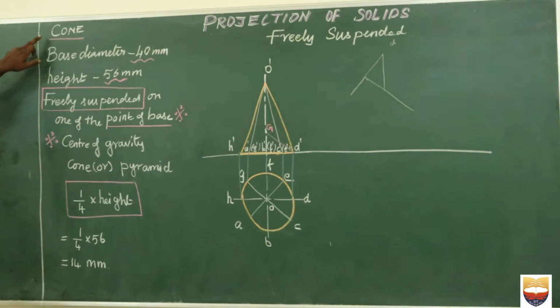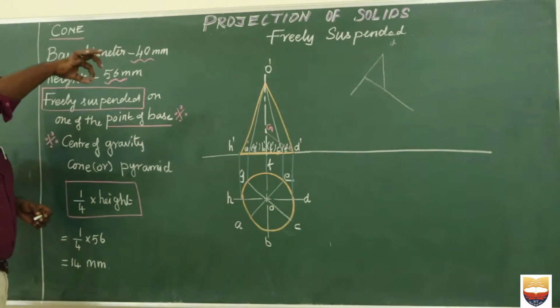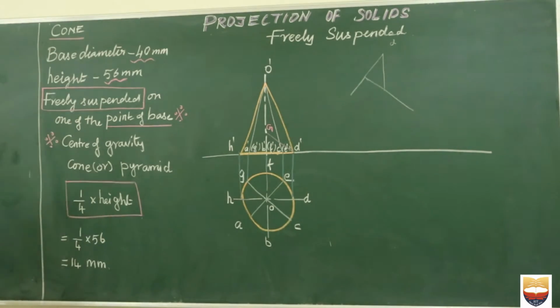It is nothing but a cone where the base diameter is 40 millimeter and the height given is 56 millimeter. And it is very clearly given that it is freely suspended. So what is the meaning of freely suspended? In the sense, it is simply hanging from the top by one point.